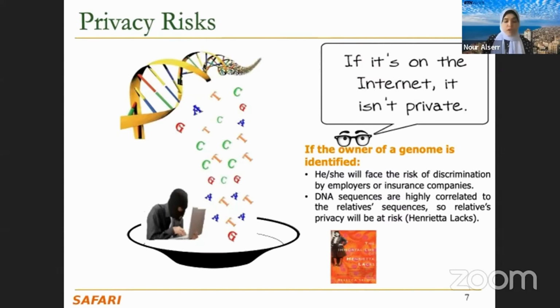Okay, so now we will look at one of the genomic data examples in which we are not releasing the records. We are not releasing the DNA of individuals. We are releasing summary statistics about the participants.